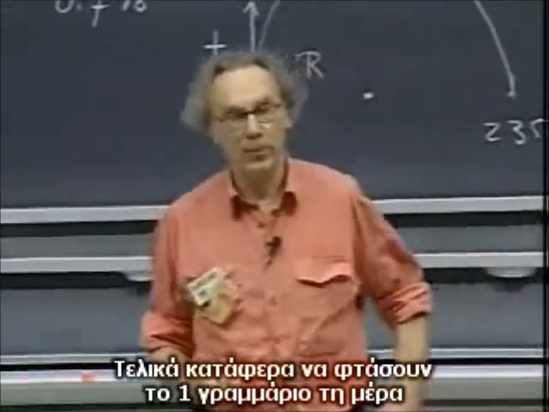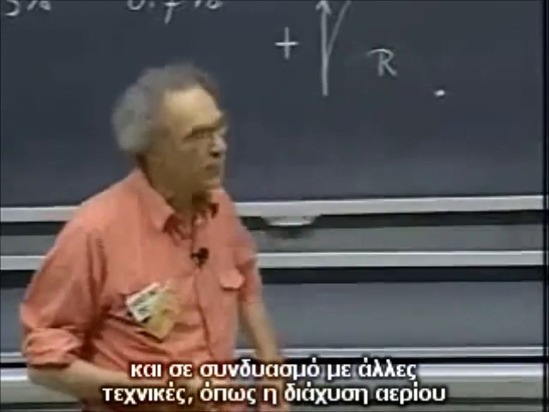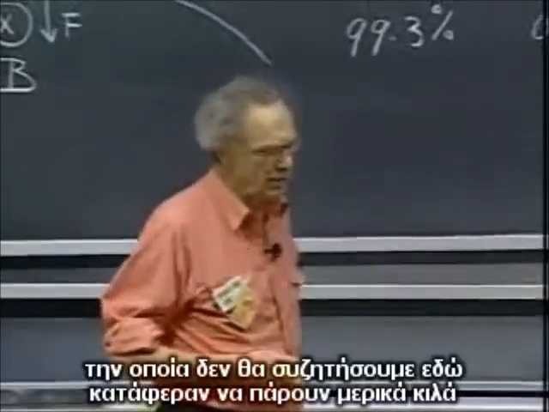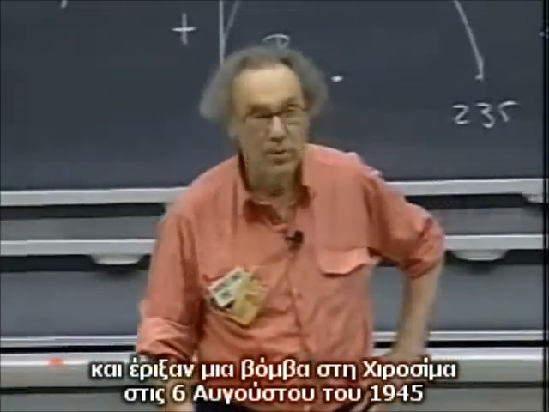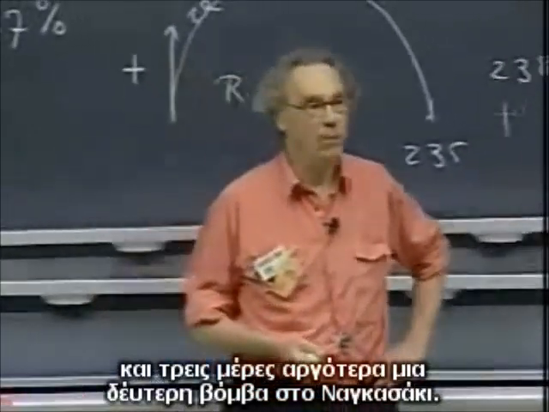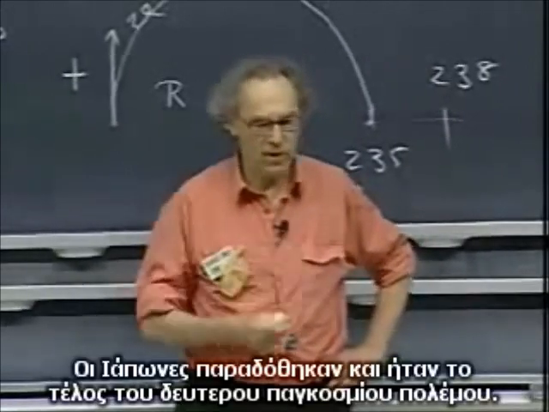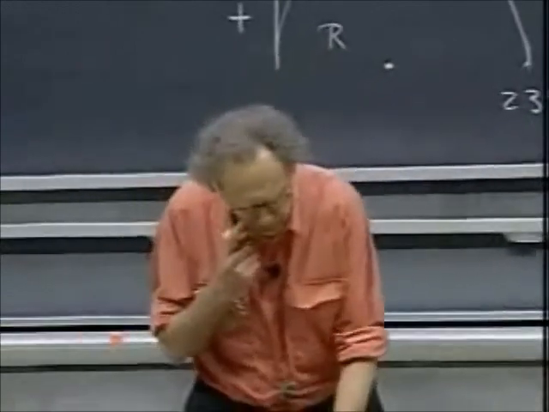They finally managed to get up to 1 gram per day, and in combination with other separation techniques, such as the gas diffusion techniques, which I will not discuss here now, they managed to get a few kilograms, and they dropped the bomb on Hiroshima on August 6, 1945, and 3 days later, the bomb was dropped on Nagasaki. The Japanese surrendered, and it was the end of World War II.